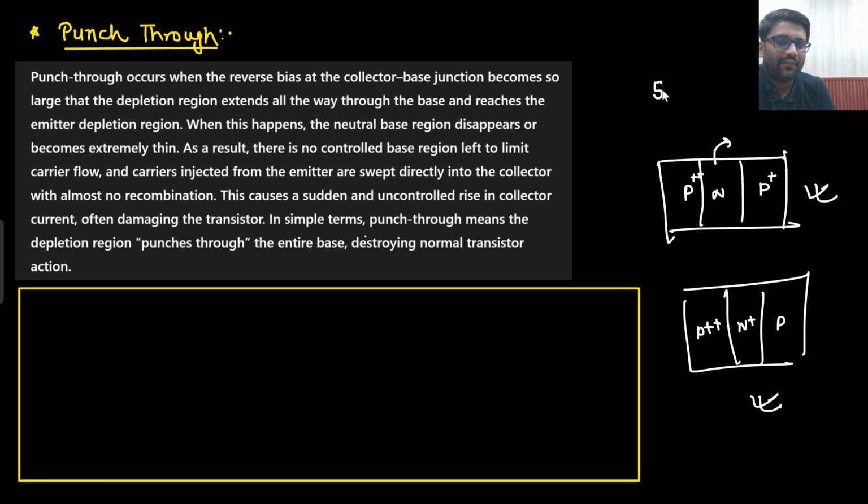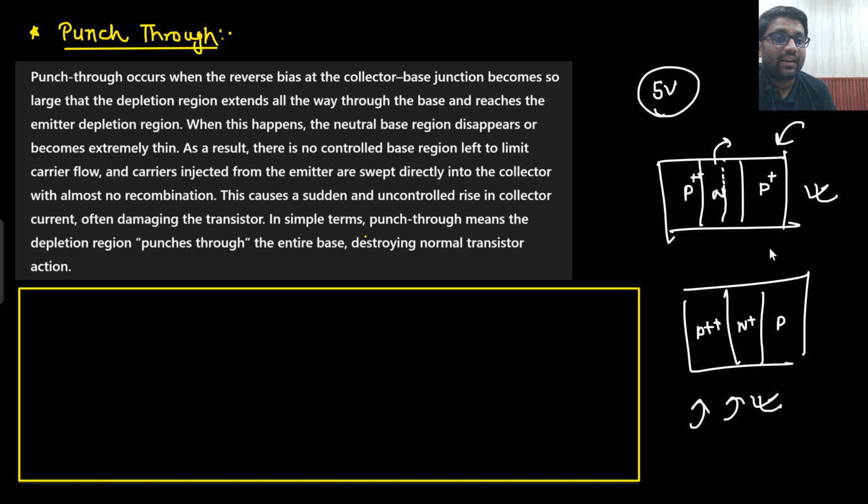Let's just say at 5 volt, in this condition, punch through has occurred. So here you would require more than 5 volt or less than 5 volt? In this one we will require more than 5 volt. That means punch through will be occurring first here. Why in this one will punch through occur first? Because this is more doped, this is lesser doped, and the depletion region will be extended towards the less doped region.